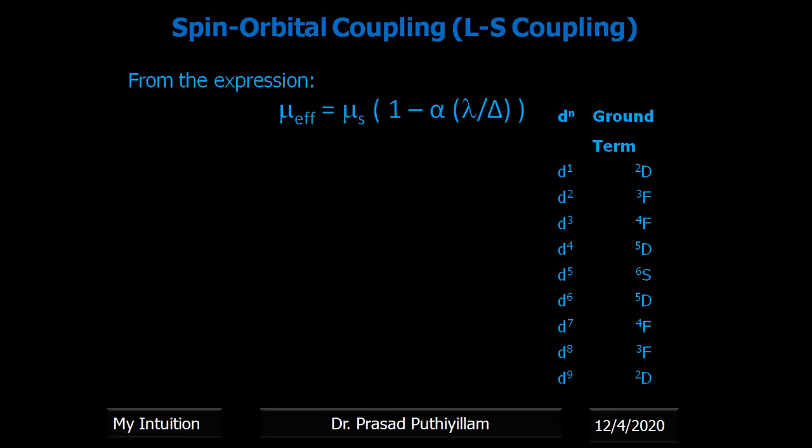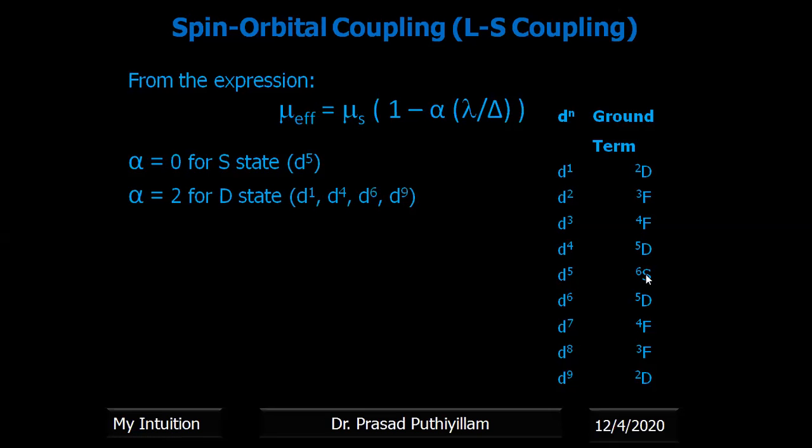So again, we're coming back to that spin-orbital coupling expression that we used to calculate the effective magnetic moment. mu effective is equal to mu s into 1 minus alpha lambda divided by delta. Here alpha value becomes 0 if it is an S state. S state means only d5 is here. So d5 is having that S state.